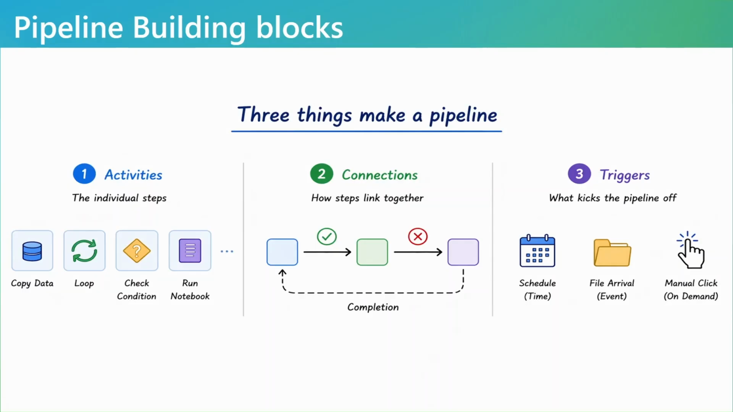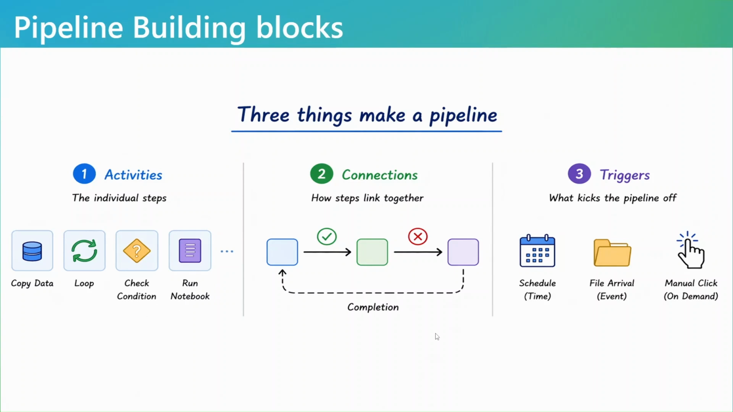All right, so every pipeline is made of three simple things. Let me explain each one. The first one is the activity. These are the individual steps in your pipeline, for example, copy the data, look through a list, or run a notebook. Each activity is a specific task. For example, if you want to copy a list of patient records from one folder to another, then the copy action is an activity. It's basically you telling the system you want to do this specific job right now.